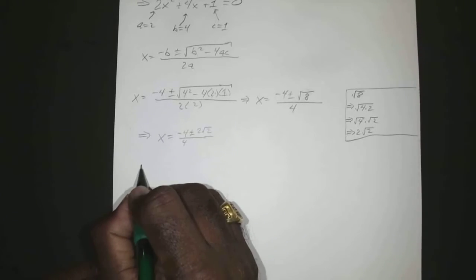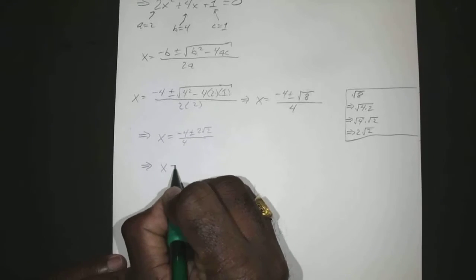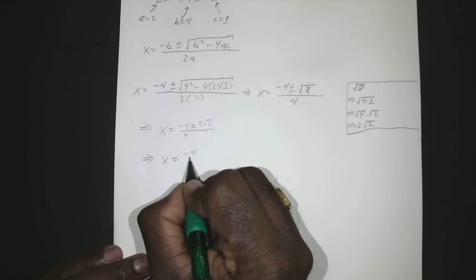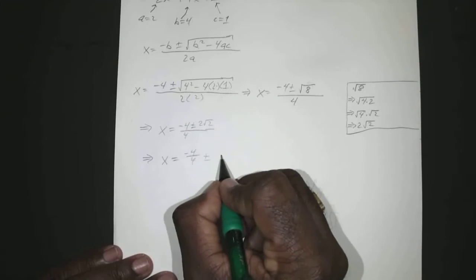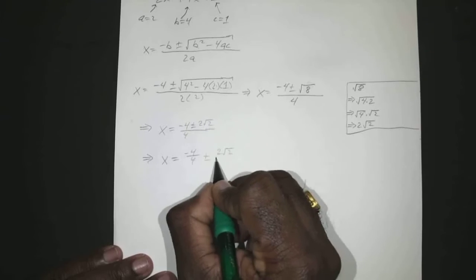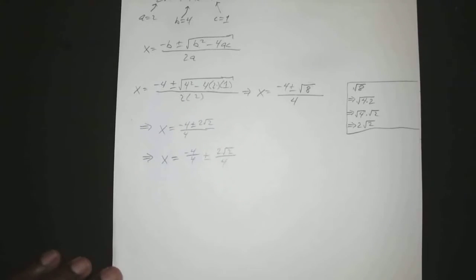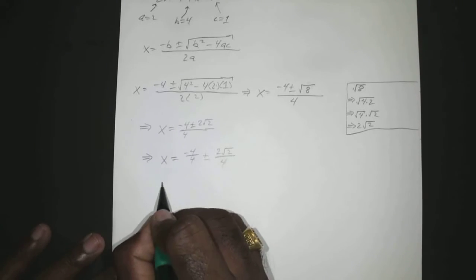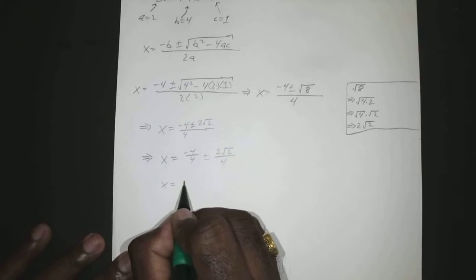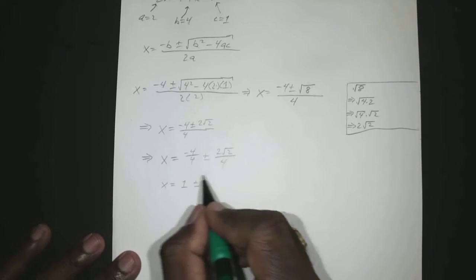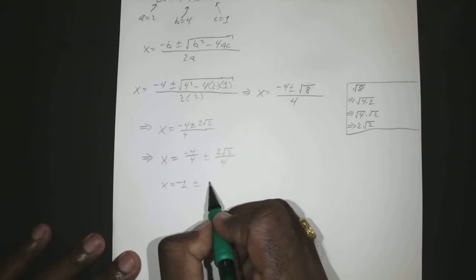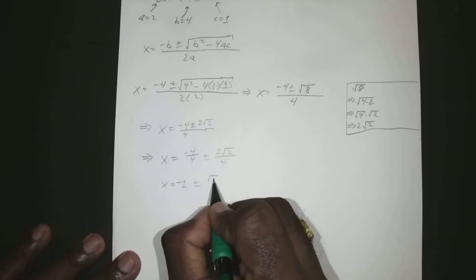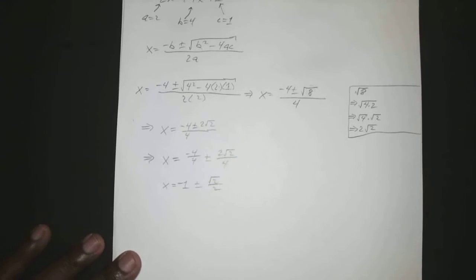Okay. So now we can simplify it. Because our x is equal to negative 4 over 4 plus or minus 2 square root of 2 over 4. Negative 4 over 4 is just 1. Oh, negative 1. Sorry about that. And square root of 2 over 2 after you simplify that.